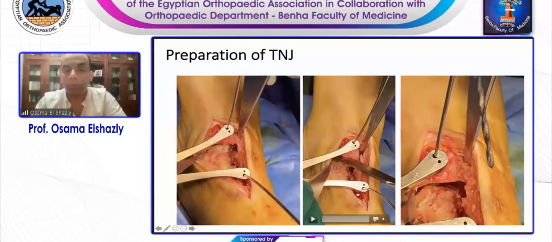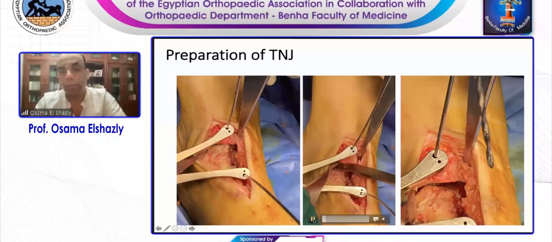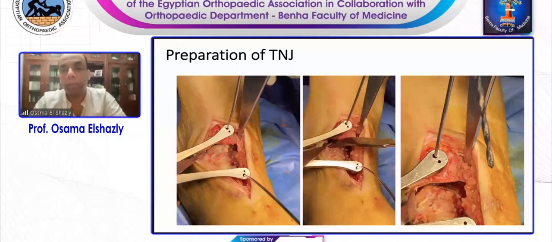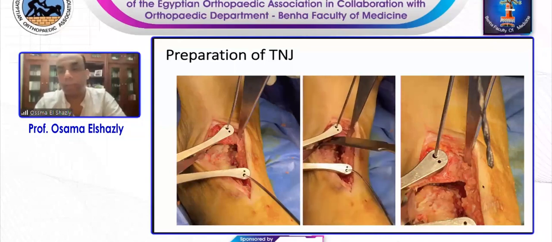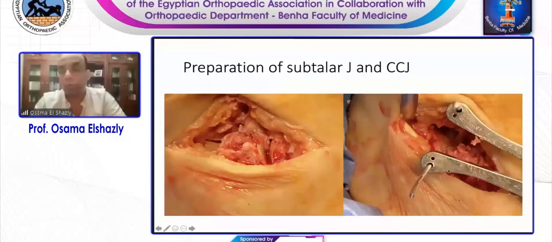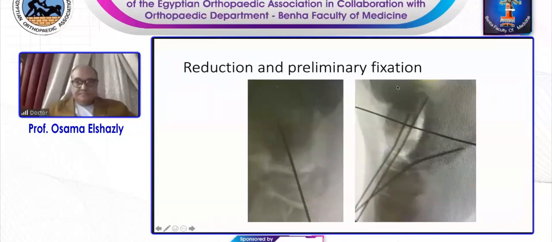I like to use this instrument, which is the Hintermann distractor, to help me in visualization and preparation of the talonavicular joint. I put it in and separate with it, and I can easily see the joint, and I can remove the talar head articular surface as well as the navicular part. In the subtalar region also, I use it when it is difficult to open, to see the posterior aspect. This markedly minimizes the problem of traction and wound problems.